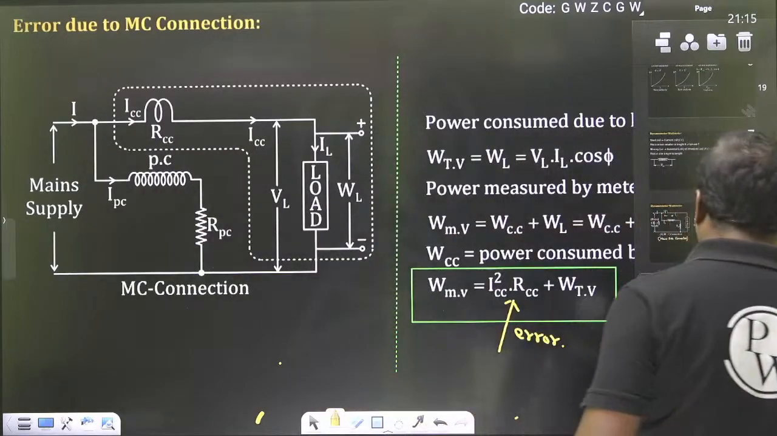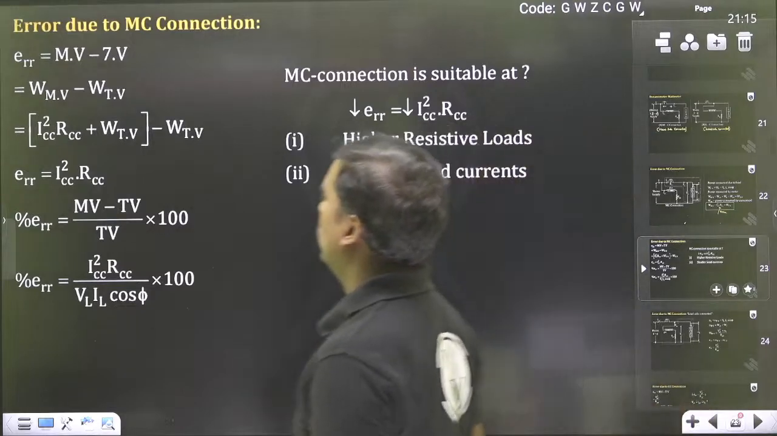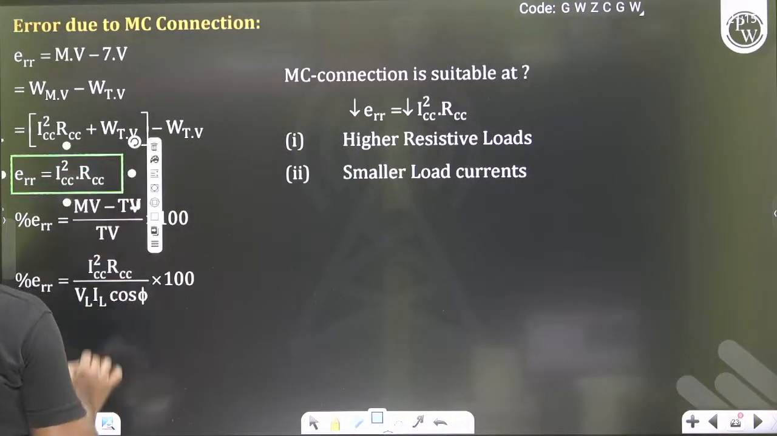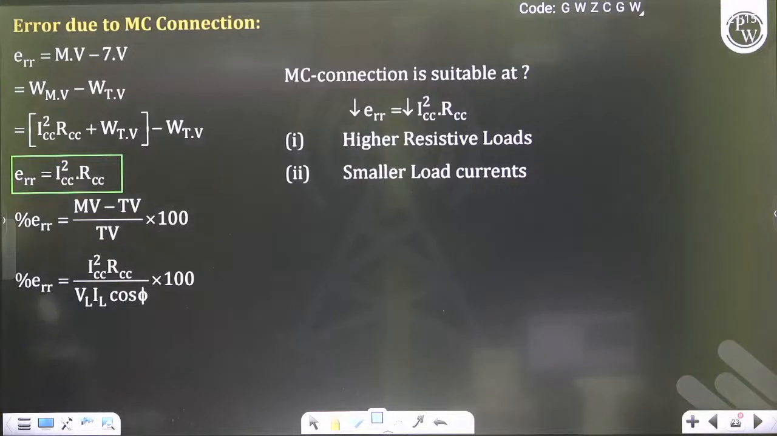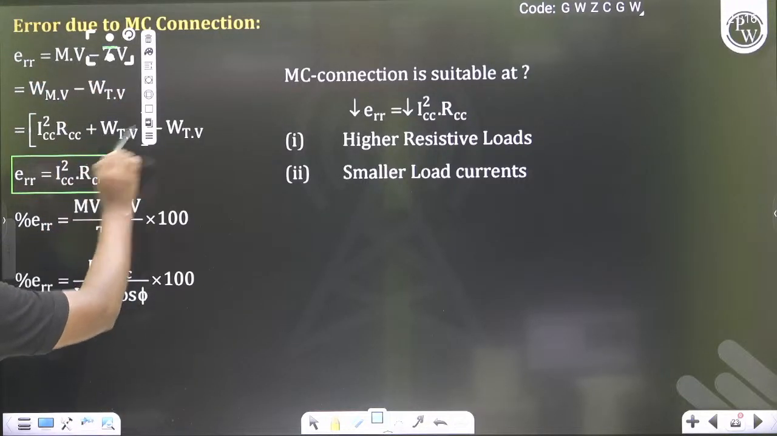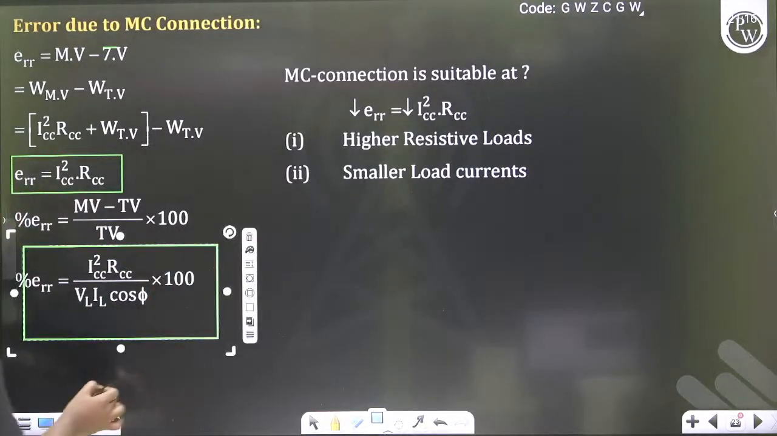So now if I am going for the error due to MC connection, so ये है error I square CC RCC. So suppose percentage error पूछा, percentage is equal to measurement value minus true value by true value. So this is the measurement value. So measurement value से true value निकाले तो क्या होगा? So this true value to value gets cancel, I square RCC आएगा. So ये भी हमको formulas important है, देख लो.